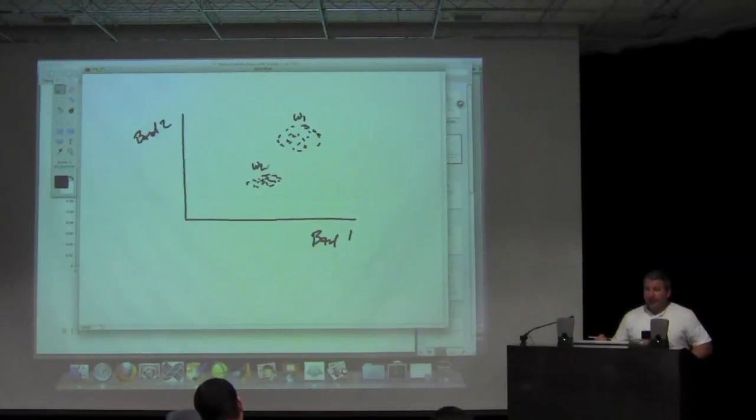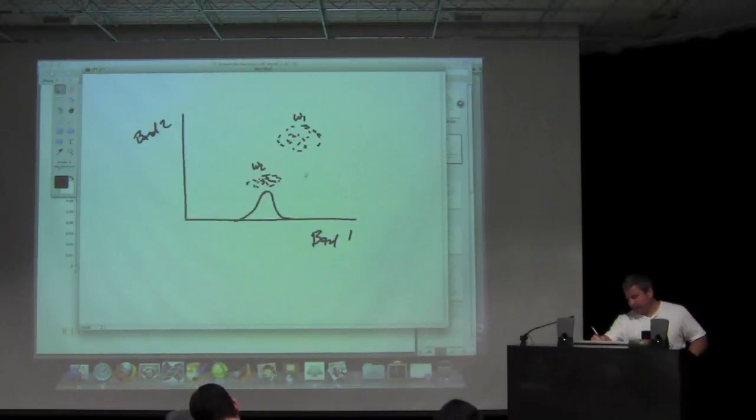If I were to project this data down onto the band 1 axis and form histograms, right, I would get a histogram. I'll make it a histogram that looks like this. And if I project this one down, it's right here.